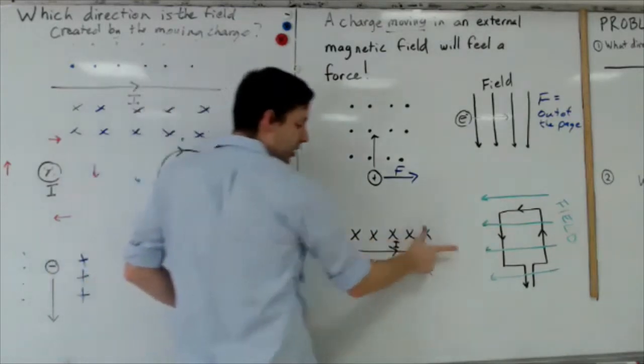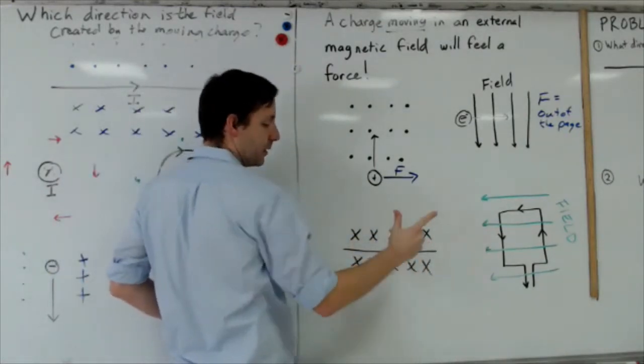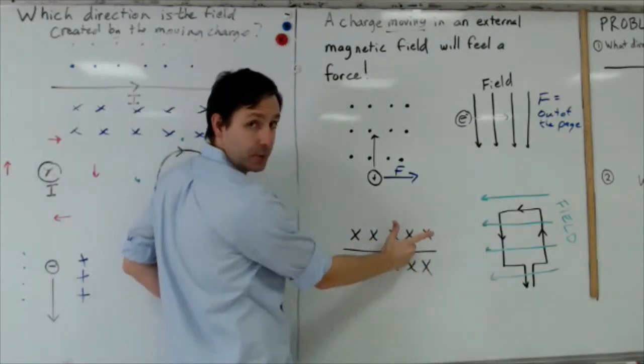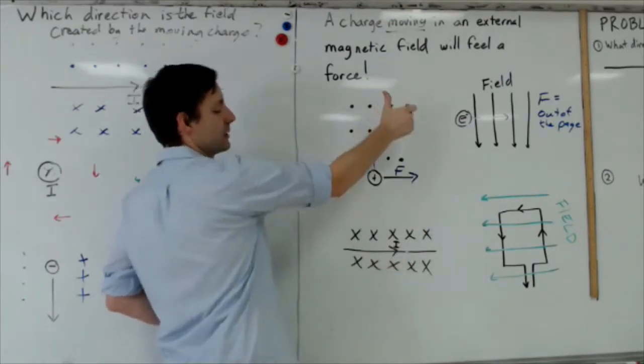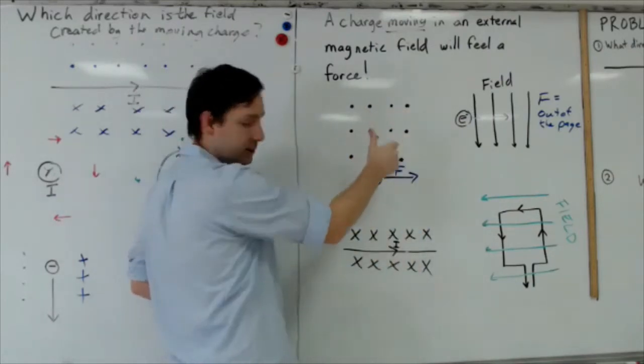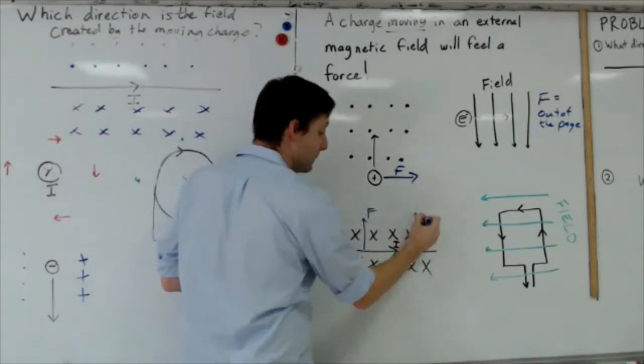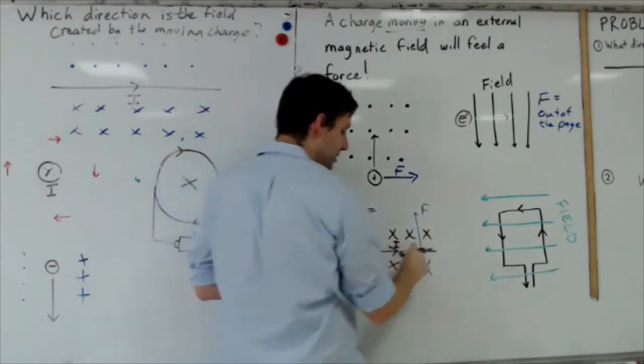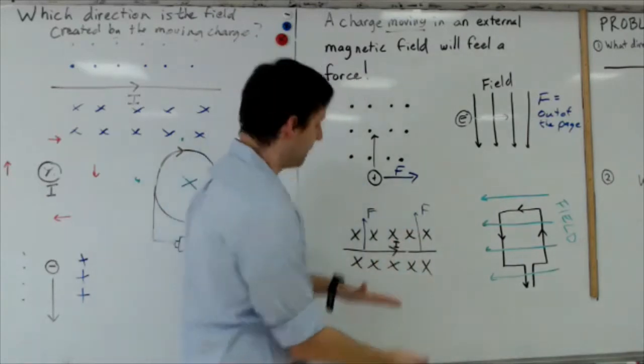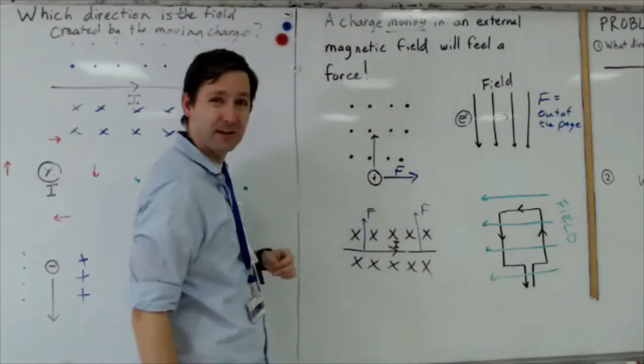Well, positive charge goes that way. The magnetic field is into the paper, which means the force is upwards. And so the force on this wire is upwards. And it would be everywhere, right? Anywhere where there's a positive charge moving, it's going to have a force upwards.